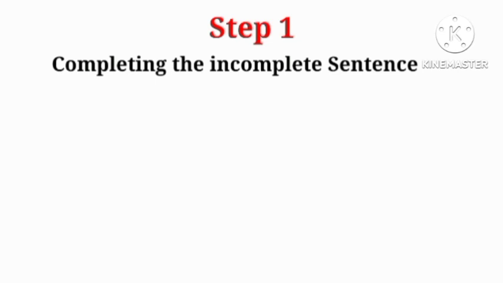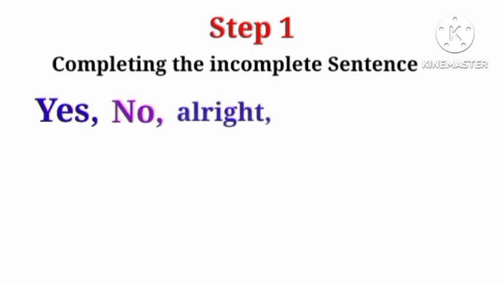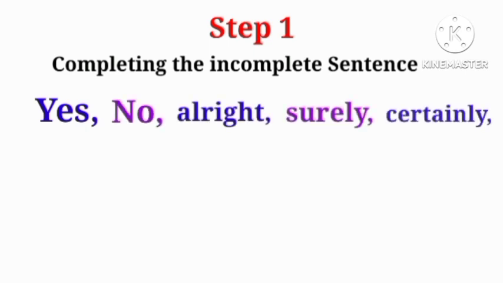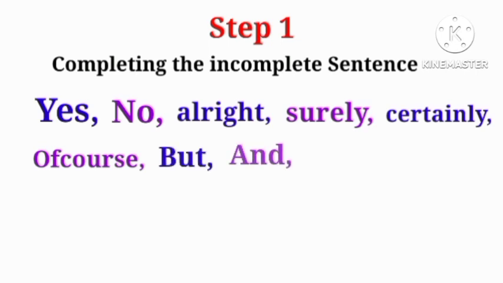Normally, the words in the beginning of a sentence like yes, no, alright, surely, certainly, of course, but, and, so, these things should be removed. If they are in the beginning of the sentence, normally they are not part of the sentence. Only rewrite the sentence into complete sentence.